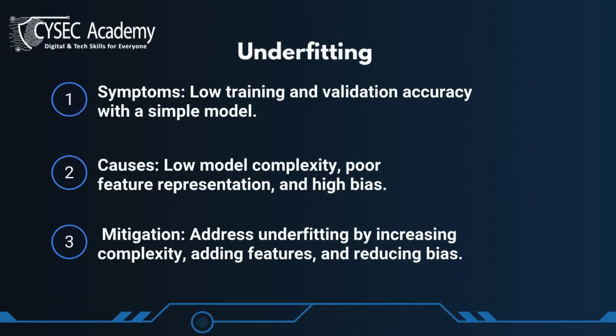2. Underfitting. Underfitting occurs when a model is too simple, leading to poor performance on both training and validation data. Key characteristics include: 1. Symptoms. Low training and validation accuracy with a simple model. 2. Causes. Low model complexity, poor feature representation, and high bias. 3. Mitigation. Address underfitting by increasing complexity, adding features, and reducing bias.